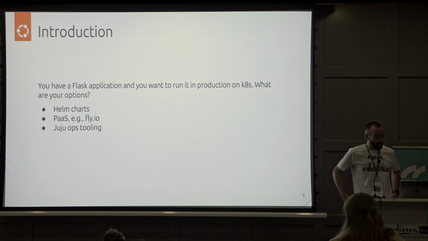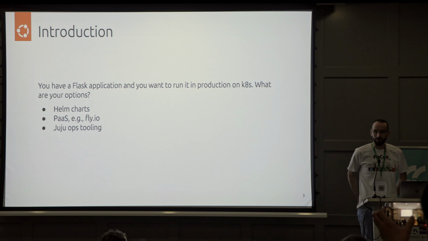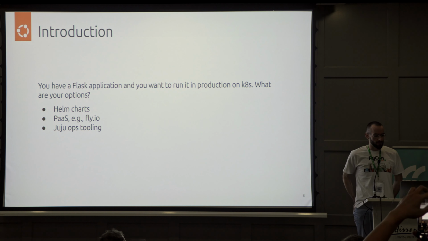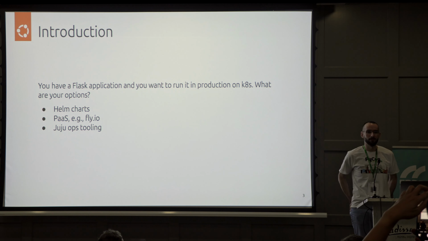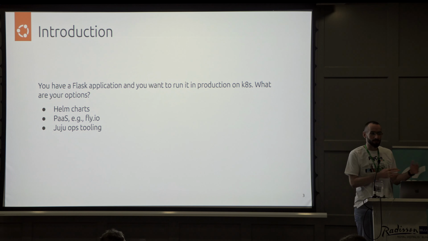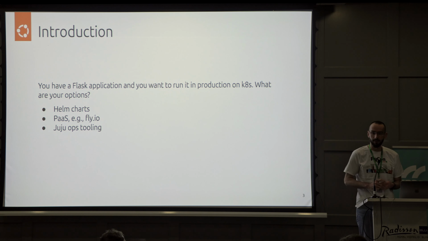Okay, so let's say you have a Flask application or a Django application or a FastAPI application, that sort of stuff, and you want to run it in production on Kubernetes. So what are your options? Well, you have a few options, and I've listed some sample options here from a variety. You can either do it all yourself, which is writing the Kubernetes resources, things like deployments and services, that sort of stuff. And typically that's done using Helm charts.